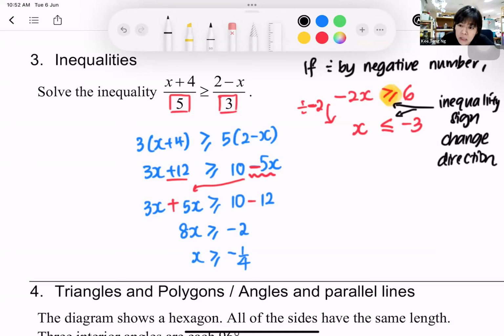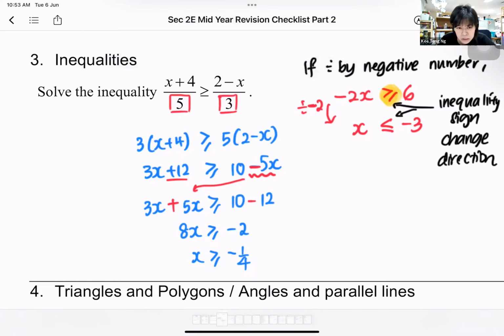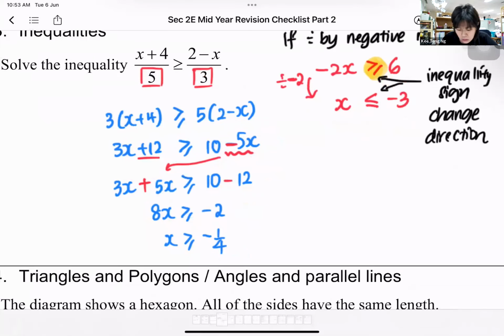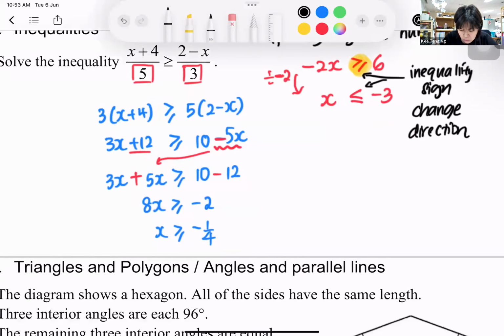For me, usually I will try to put x on my left hand side, or if not, I'll try to keep my x positive as much as possible. So this one shouldn't be difficult. Just a reminder along the way.